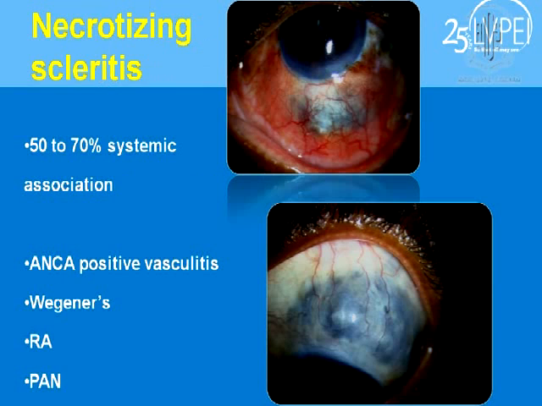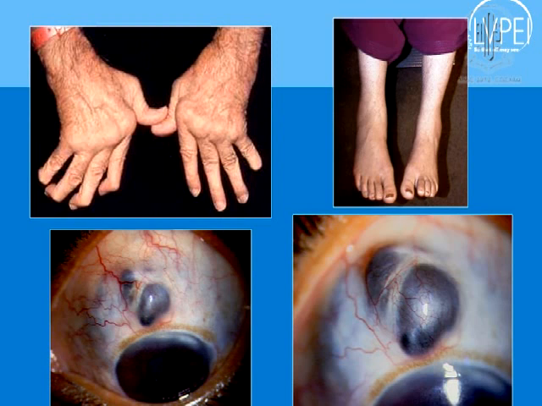We remember that necrotizing scleritis has perhaps 50 to 70% association with grave systemic diseases, which include ANCA positive vasculitis like Wegener's, rheumatoid arthritis and polyarteritis nodosa, and these are examples of those. This is a patient who has rheumatoid arthritis, which you can see in the extremities, but what the patient has in the eye is a sort of scleromalacia perforans, which if this patient is sequentially followed, you see that there is progression in the area of anterior staphyloma.